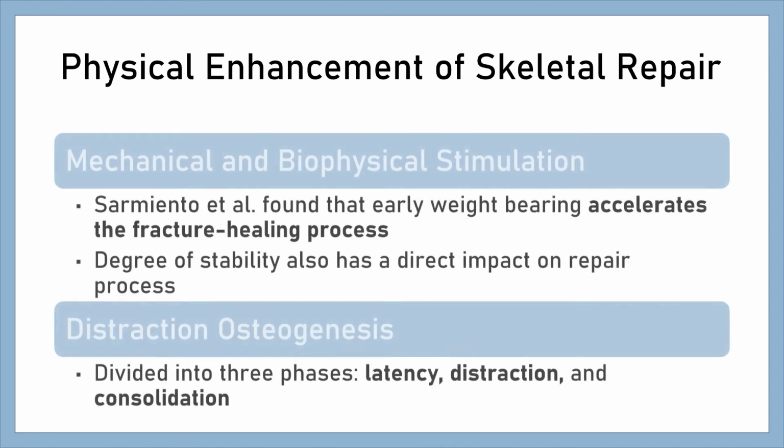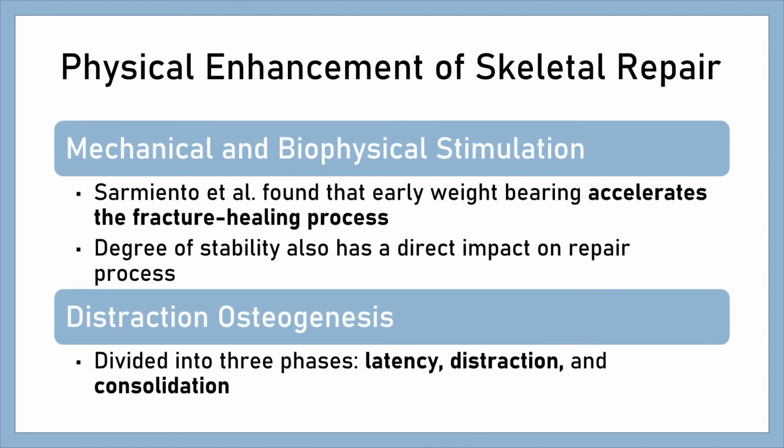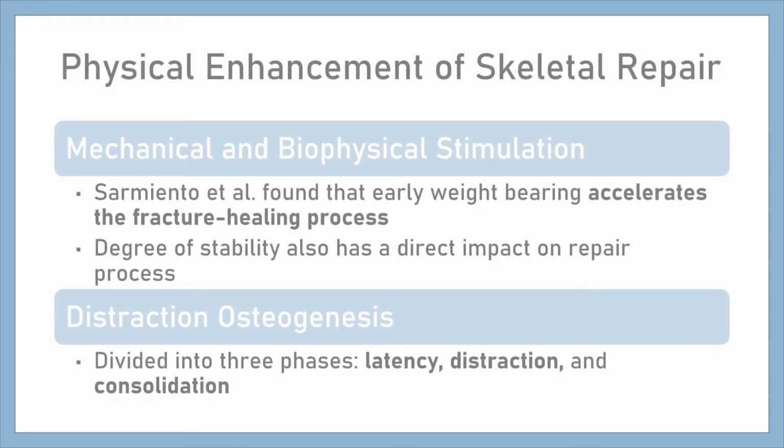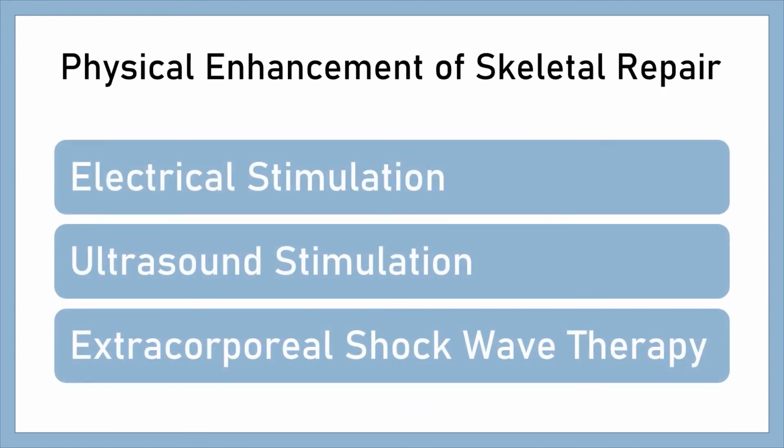Physical enhancement of skeletal repair. Mechanical and biophysical stimulation. Sarmiento et al. found that early weight bearing accelerates the fracture healing process. The degree of stability also has a direct impact on the repair process. Distraction osteogenesis is divided into 3 phases: latency, distraction, and consolidation. Other physical enhancements of skeletal repair consist of electrical stimulation, ultrasound stimulation, and extracorporeal shock wave therapy.